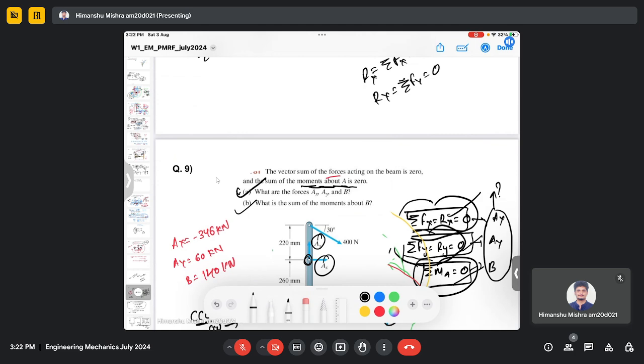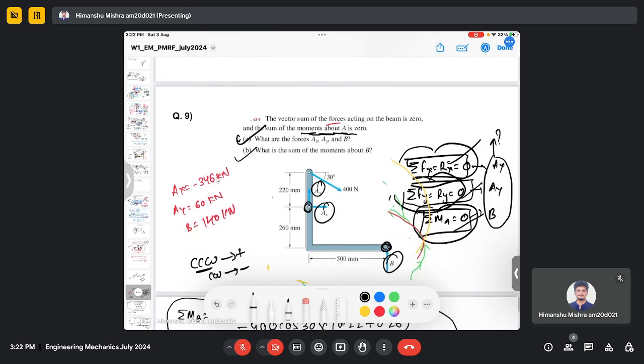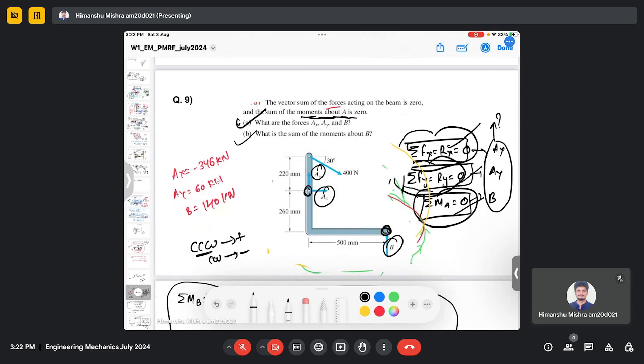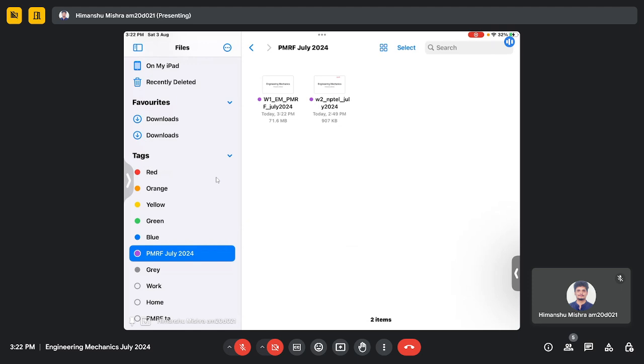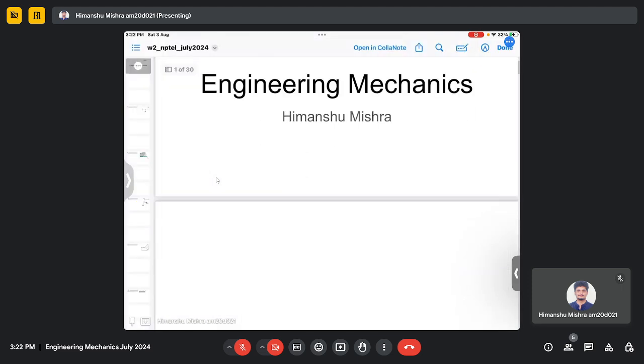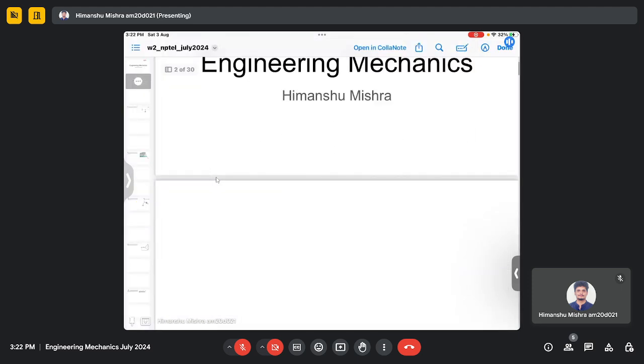So any doubt here in this problem? If not, then we can move to the next topic. So our next topic will be equilibrium.